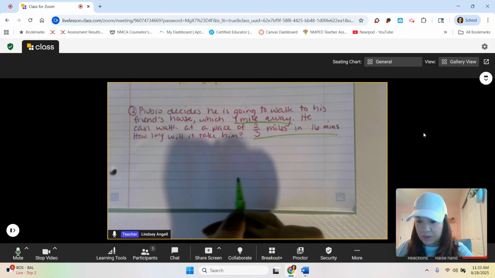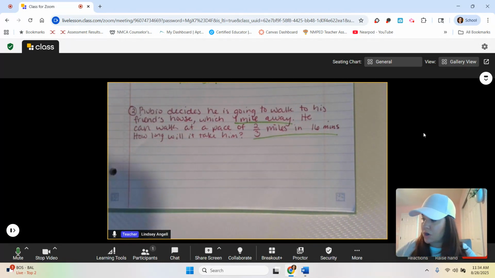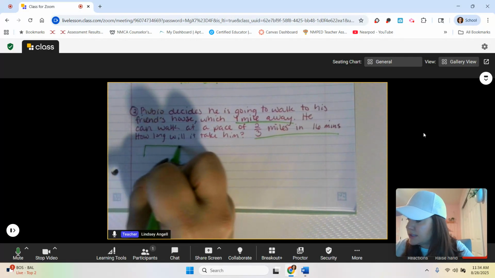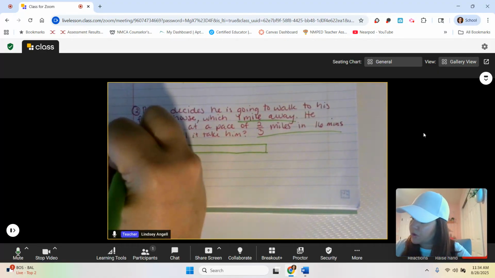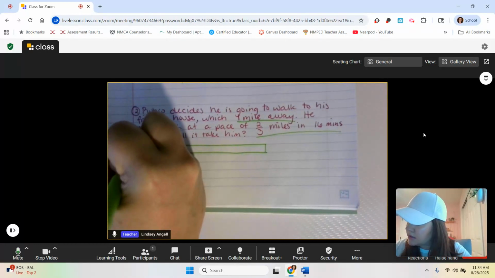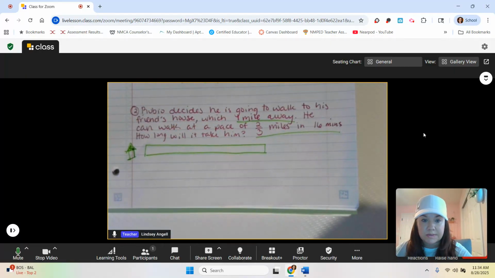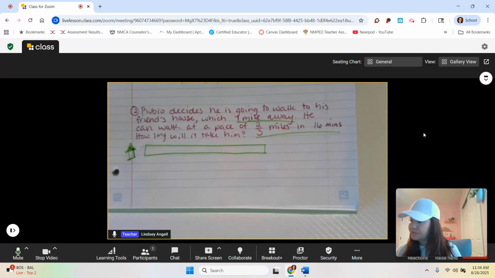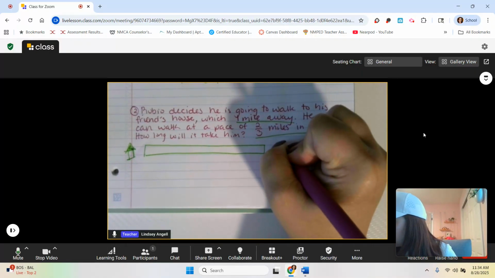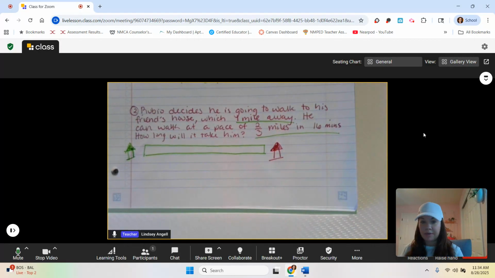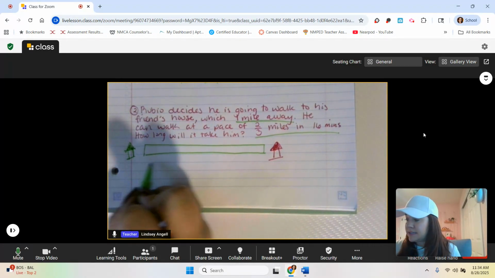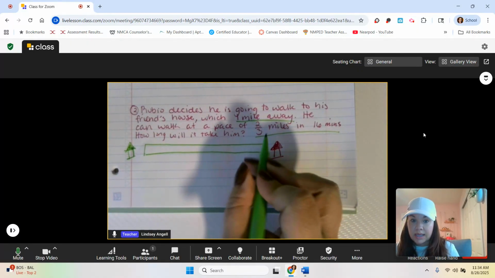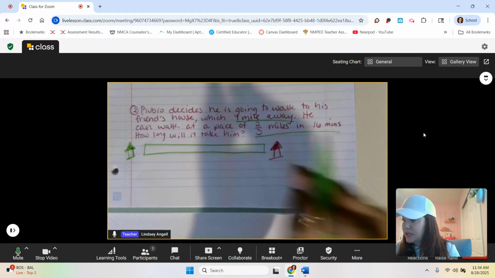Okay, in order to help us visualize this, I'm going to draw a picture. So let's just say that this thing right here, maybe this is like the road, okay? And here is Rubio's house, and his friend maybe has this pink house, something like that. Doesn't have to be super detailed. Now there's a couple things that we know. We know that this whole distance is equal to 1 mile, and he can walk 2/3 of it in 16 minutes.